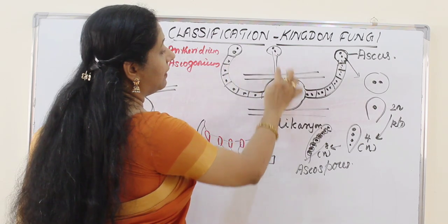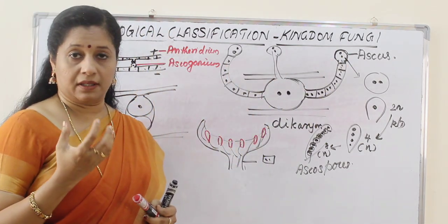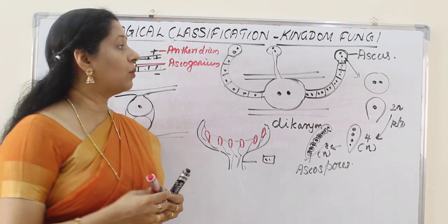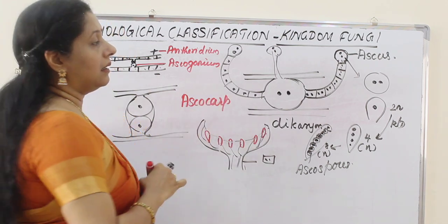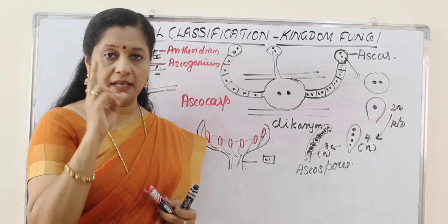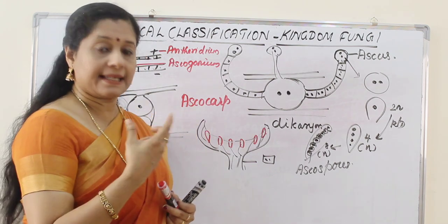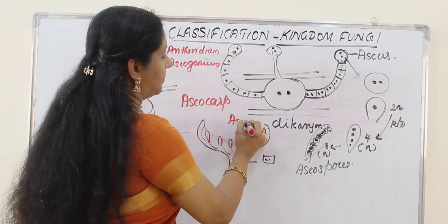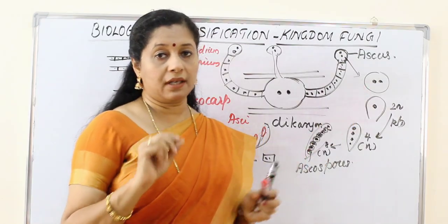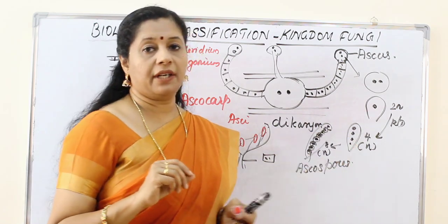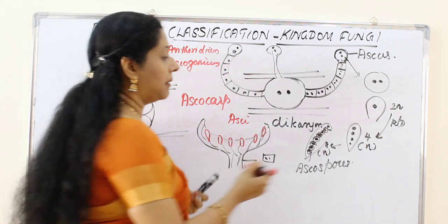Then it will continue division to form a cup-shaped structure called the ascocarp, which is the fruiting body. Carp means fruit, so ascocarp is the fruiting body, and at the tip the ascus bears the dikaryon, or two nuclei. The plural of ascus is asci. Inside the asci the nuclei fuse, giving rise to a diploid nucleus, which will undergo reduction division to form again 4 haploid nuclei. That will undergo one mitosis.